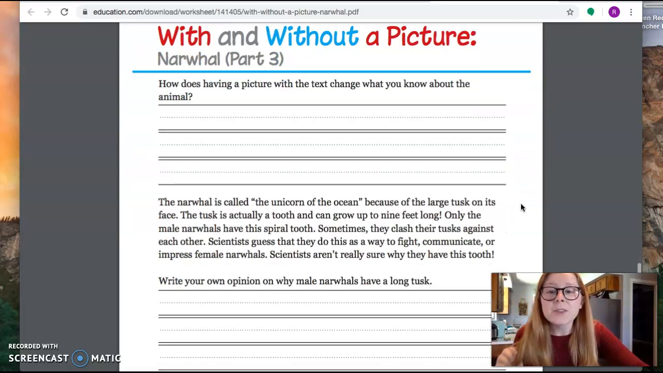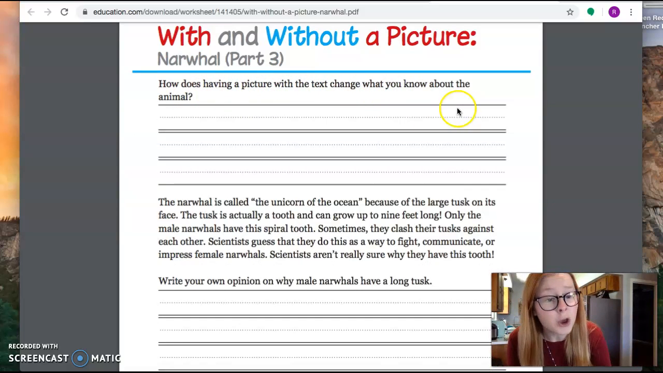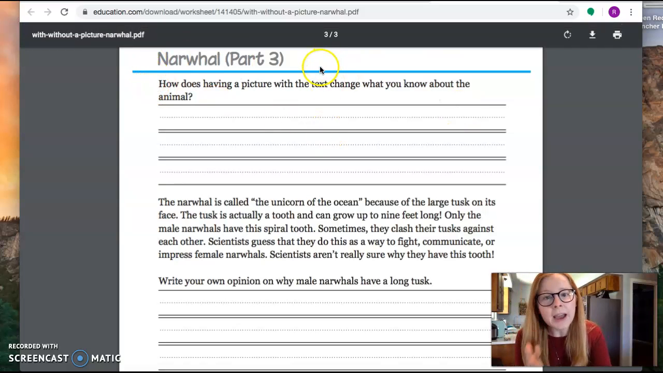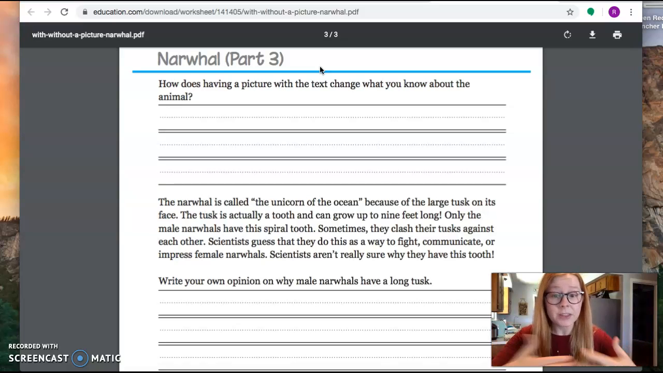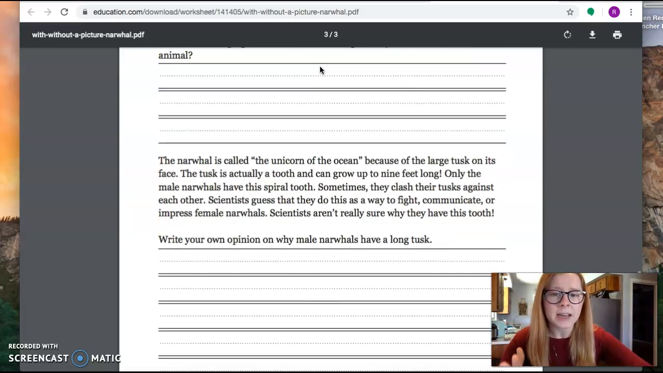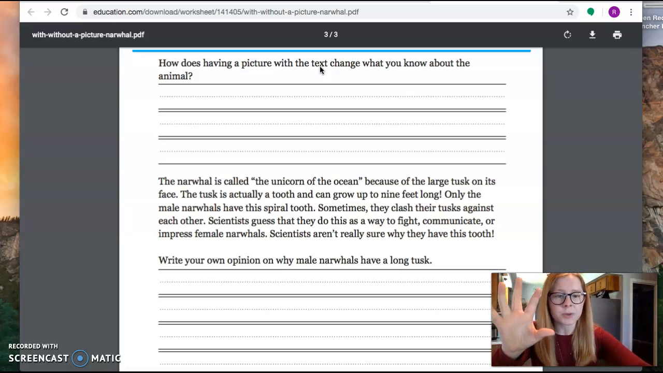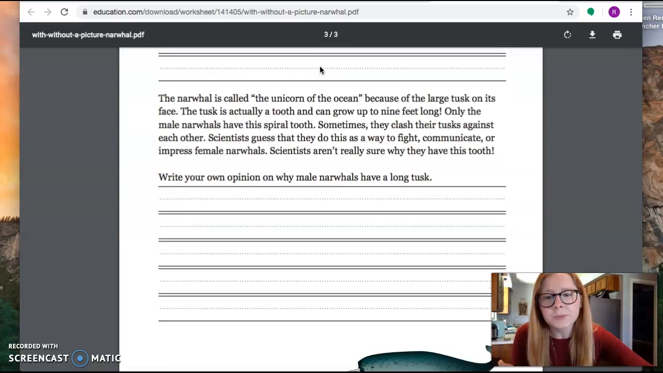All right, so there's a question down here that says, how does having a picture with the text change what you know about the animal? So what did having that picture there, what did it do for us, boys and girls? If you said it shows us what they look like, then you're exactly right, because it told us a little bit of information about it, but the picture really lets us make that connection of what it would look like if we saw one in the wild.